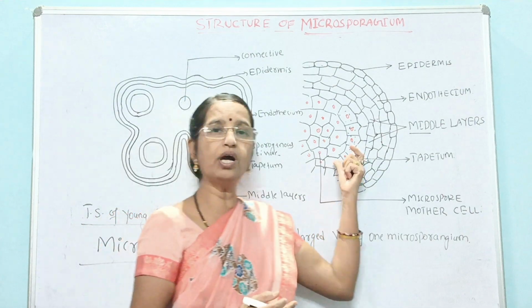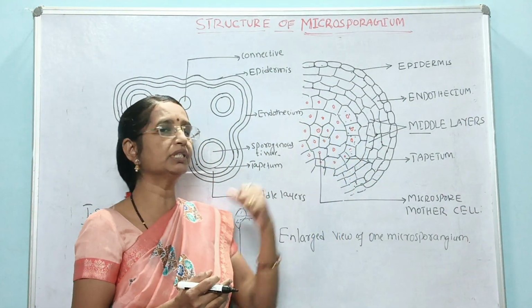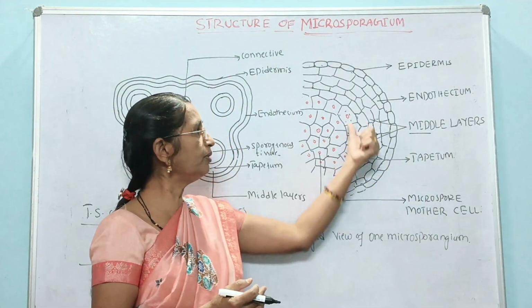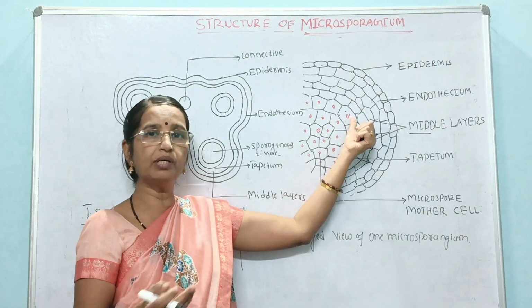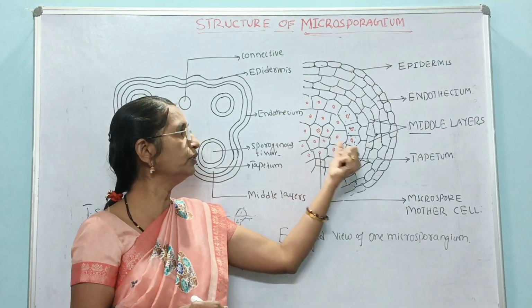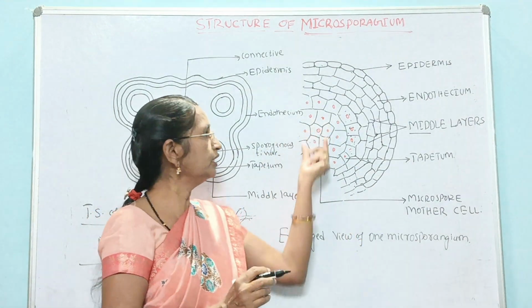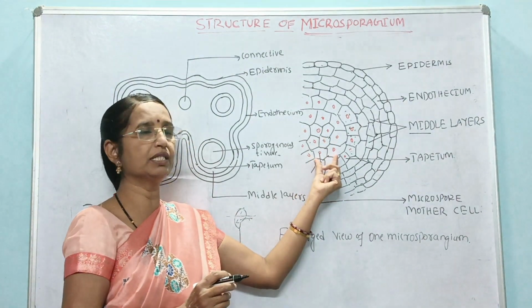The main role of the tapetum layer is to nourish the developing sporogenous tissue. Then what is sporogenous tissue? Nourishment is very important. The tapetum layer takes the nutrition from the middle layer and supplies the nutrition to the developing microspores. In future, these cells are called microspore mother cells.